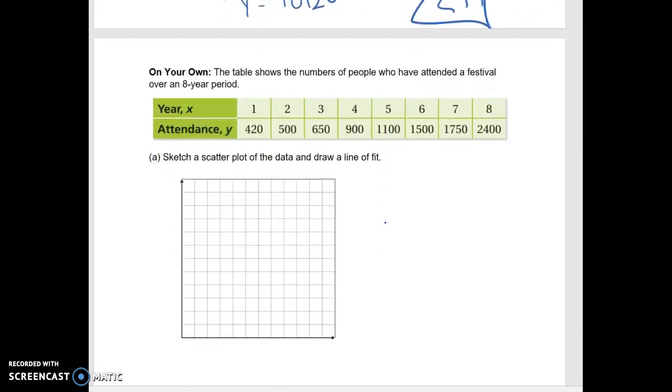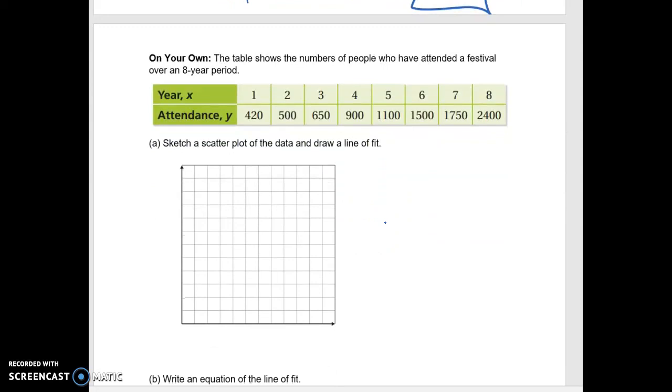Okay, so the next one's an on your own problem. I will tell you, after you label and count, I counted by ones on my x-axis, and on my y-axis I counted by 200s. So go ahead and finish the x and the y, and then plot them, and draw your line of best fit as best as possible. I will tell you this one's a little bit harder, so try your best with it.